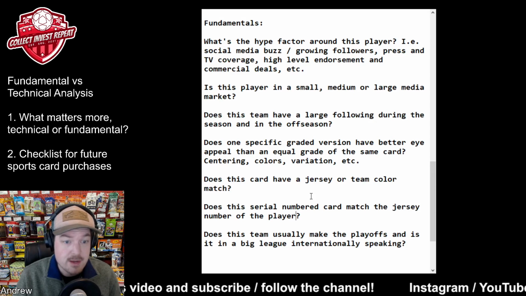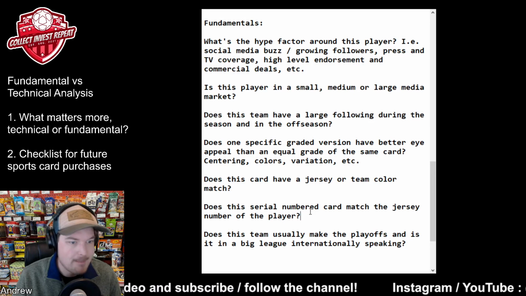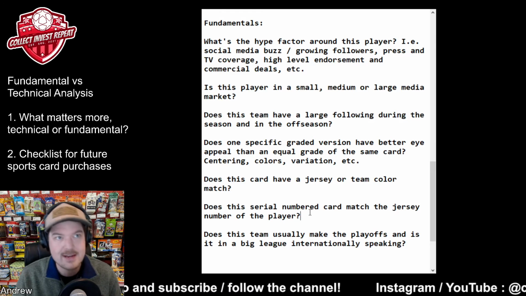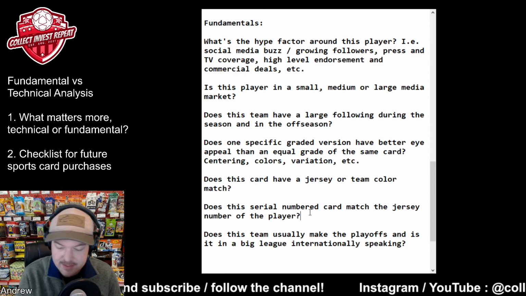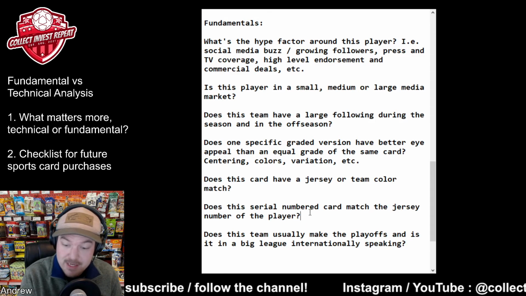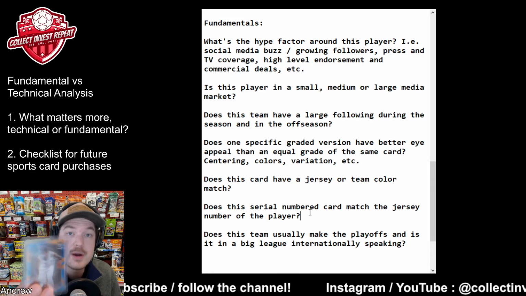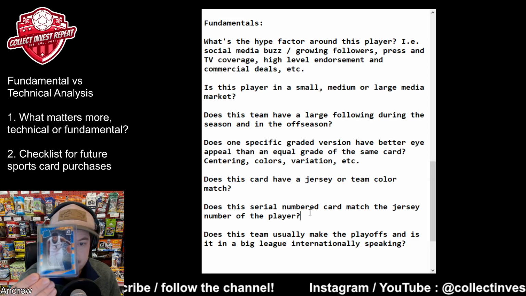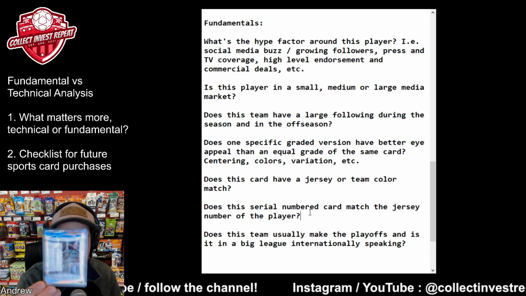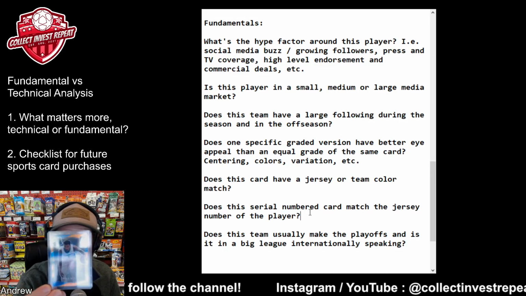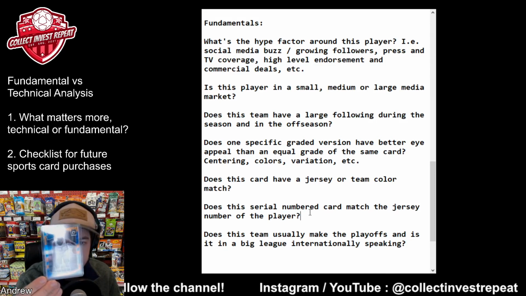Next up, does the serial numbered card match the jersey number of the player? So that could kind of be fundamental or technical. I think this one does not. This one would have to be number 1, which is the jersey he's wearing here, and I believe for the Lakers now he's actually switched to number 11. So our card is not numbered 1 or 11 out of 193, which is a bummer, but that's okay. I didn't buy it for that reason.